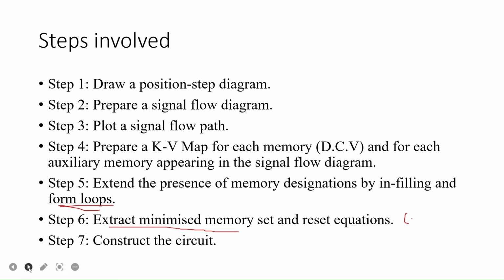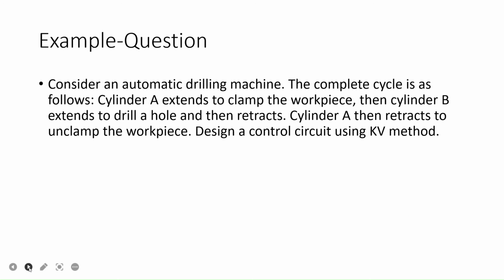So now we can try out a question. Consider an automatic drilling machine. The complete cycle is as follows. First, cylinder A extends to clamp the workpiece, and then cylinder B extends to drill a hole in the workpiece, and then it retracts. Cylinder A then retracts to unclamp the workpiece. We have to design a control circuit using the KV method for this.